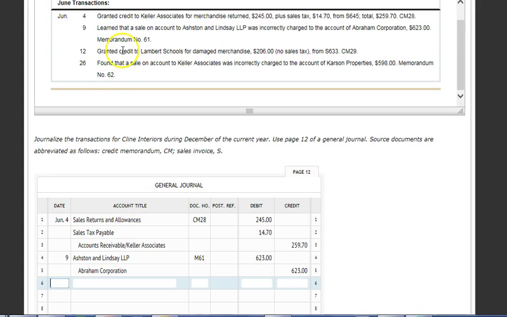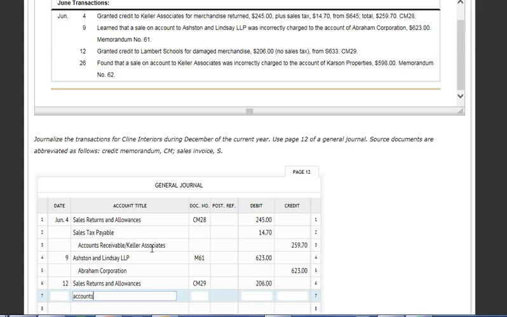Next, on the 12th, granted credit to Lambert Schools for damaged merchandise for $206. There's no sales tax for schools. Let's do that one. We have the 12th. Sales returns and allowances. That is credit memo 29, $206, and accounts receivable, Lambert Schools, $206.